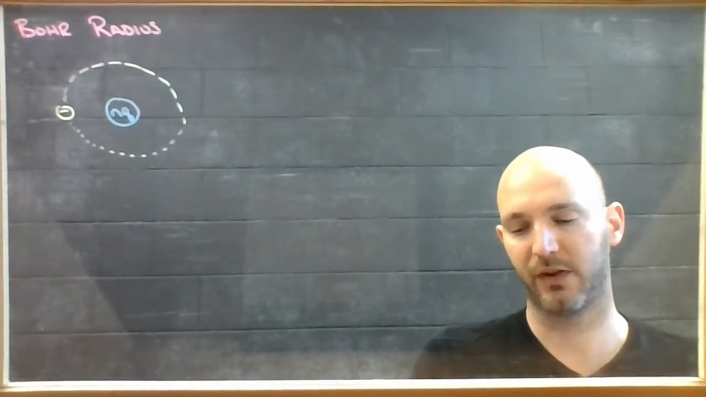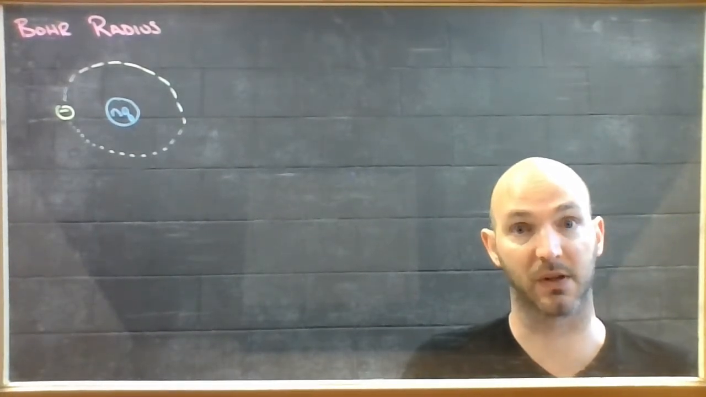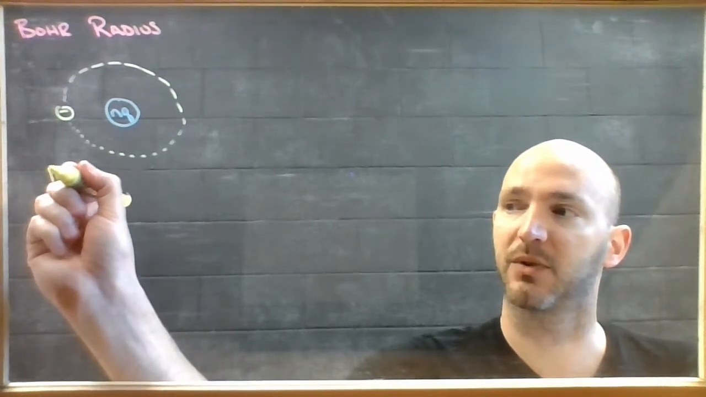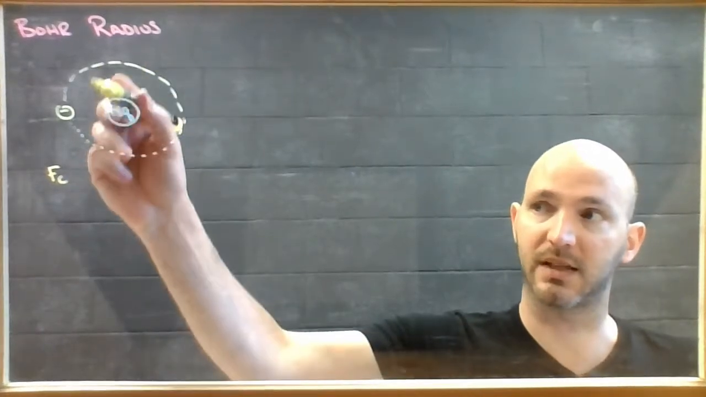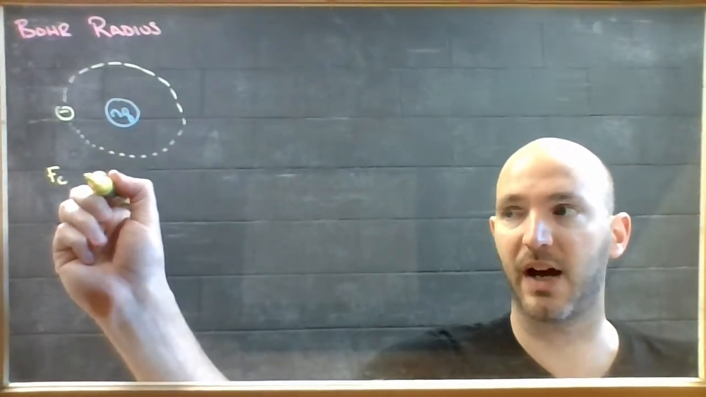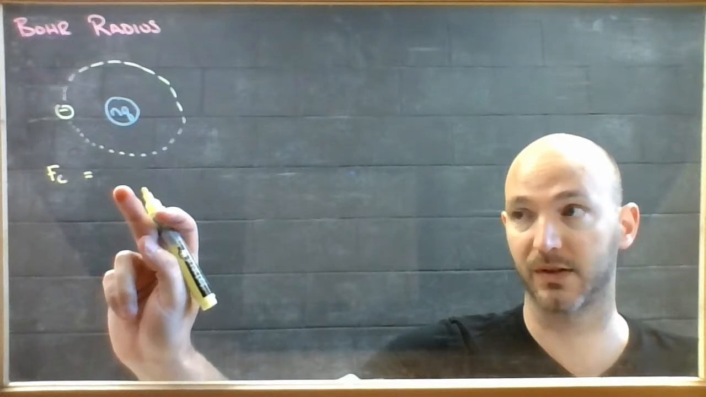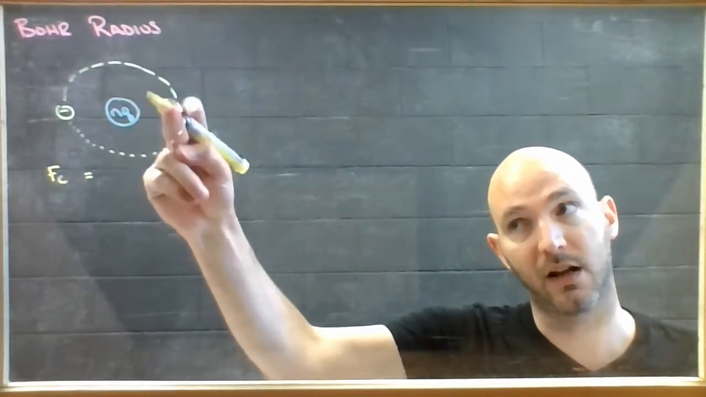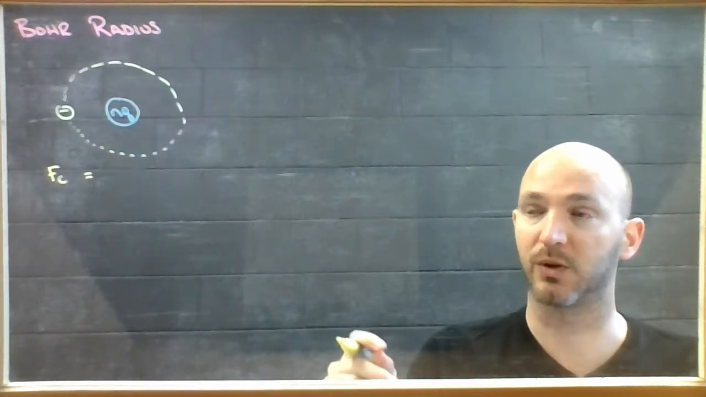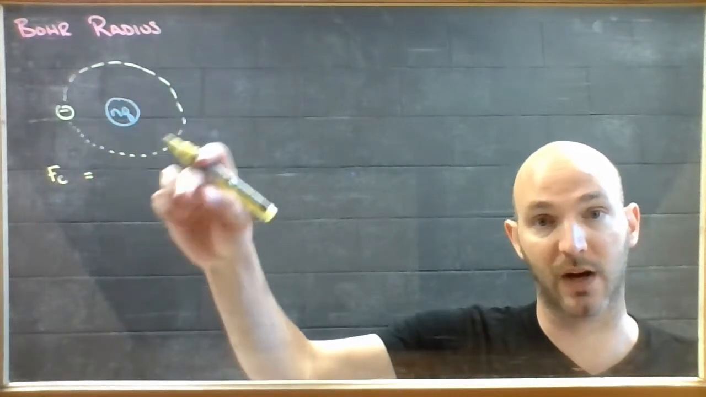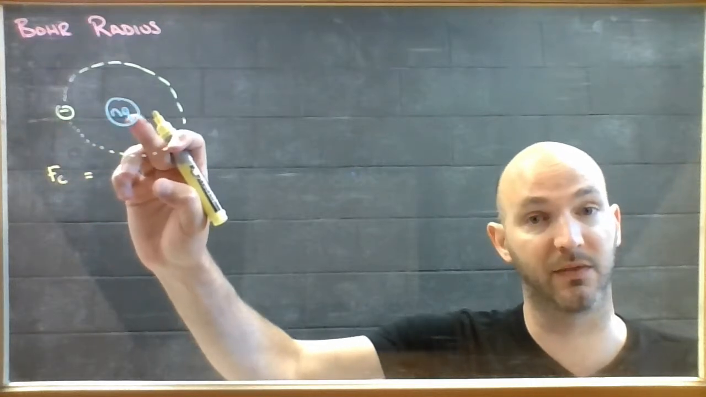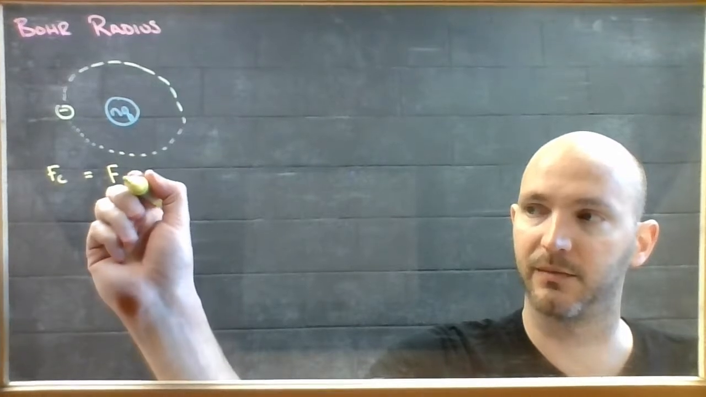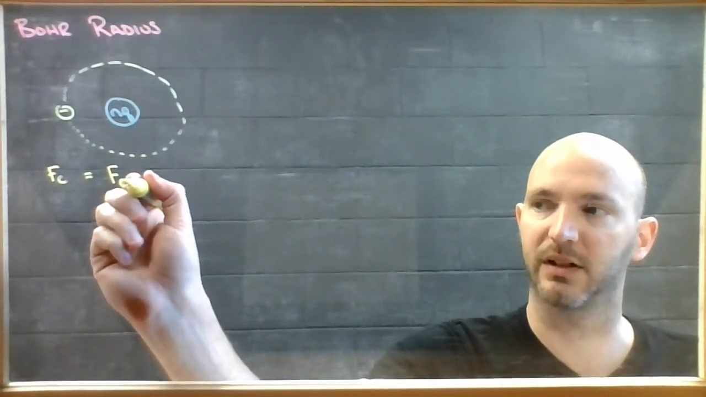Okay, now if you were to think about how we built Kepler's laws for orbits, the idea was that the centripetal force required to stay on that circular path was provided by the gravitational force of the larger object. Now in this context, we're not talking about gravity anymore. We're talking about the electrostatic attraction between the electron and the positively charged nucleus. So instead of Fg here, I'm going to put Fe for electric.